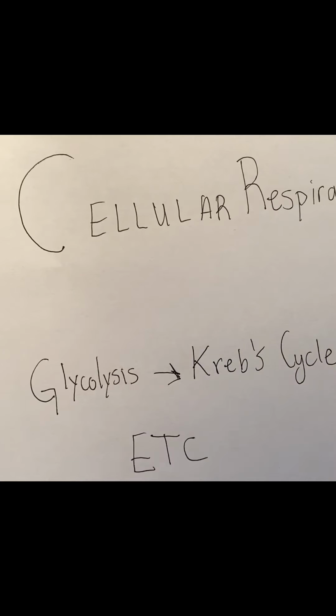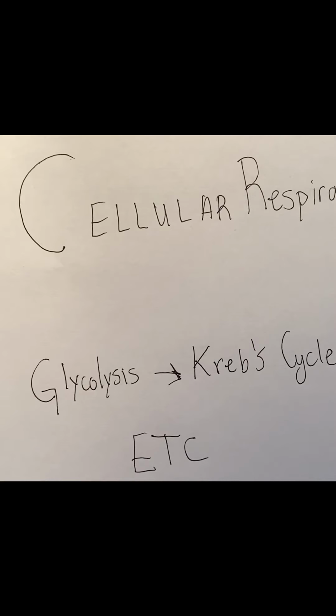So today we're going to be talking about cellular respiration, which is basically how cells of organisms convert energy from nutrients into ATP. And cellular respiration can be broken into three steps. First, we have glycolysis, and then we have Krebs cycle, or also called citric acid cycle, and then lastly, ETC, or electron transfer chain.